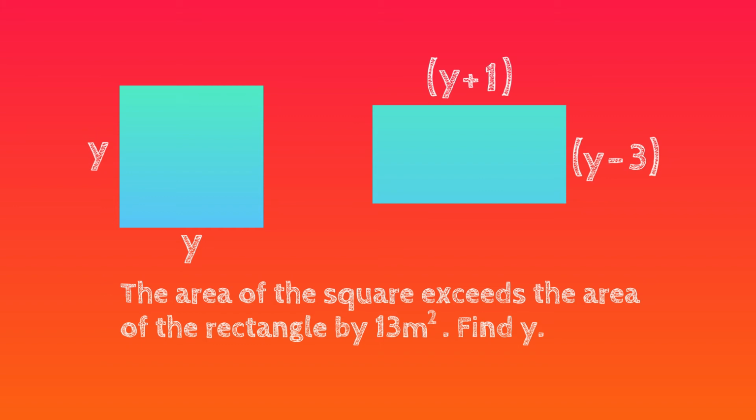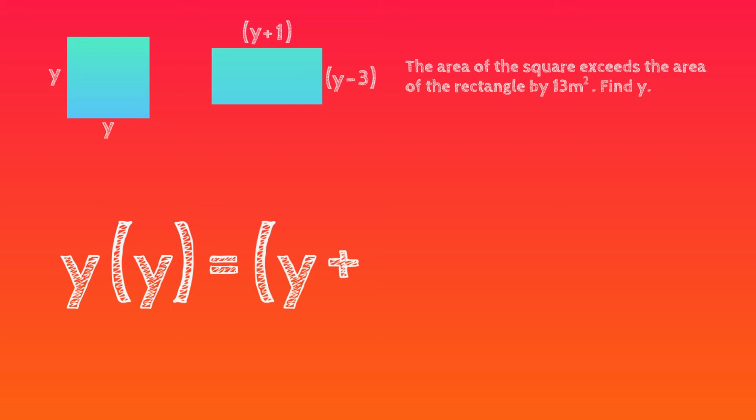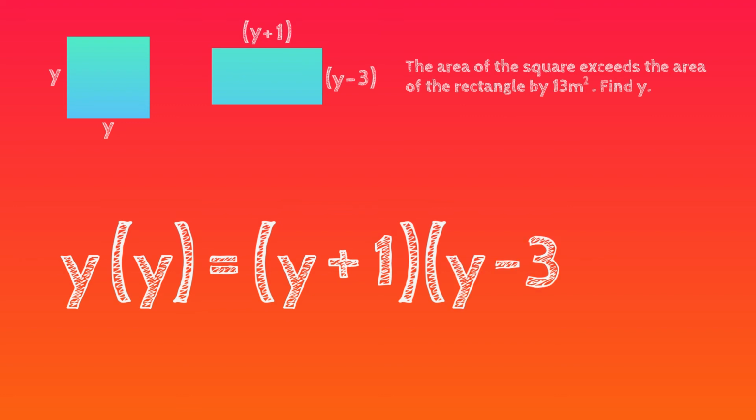So we are going to say y(y) is equal to, we go to the rectangle, (y + 1) then (y - 3). So that's our length times width. Then it exceeds the area of the rectangle by 13 square meters, so we say plus 13. Then we multiply out the brackets.